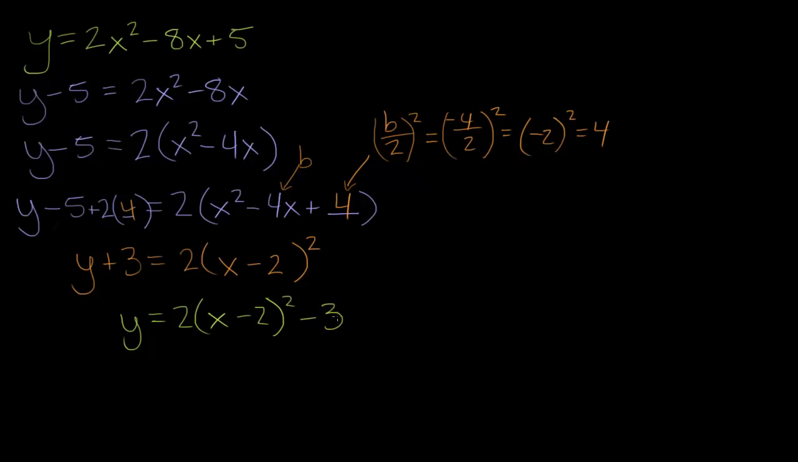And that's in vertex form, where my a value is positive 2, so it's going upwards twice as fast as it normally would, so it's a little bit skinnier or more narrow of a parabola. And our vertex is at the point 2, negative 3. And of course, don't forget, we could really get our y-intercept right there as well. It's positive 5. It's our y-intercept. So lots of things we know about that graph.